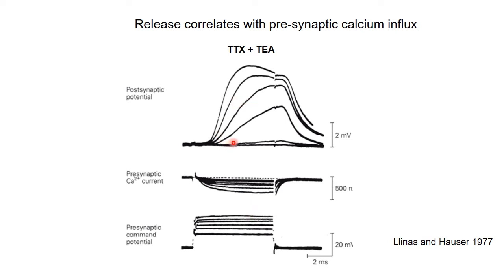And this correlated very well with the postsynaptic potential. The more calcium current entering, the greater the postsynaptic potential. So this experiment in 1977 showed that neurotransmitter release, here measured as a postsynaptic potential change, correlates with the presynaptic calcium current. This is just a correlation.